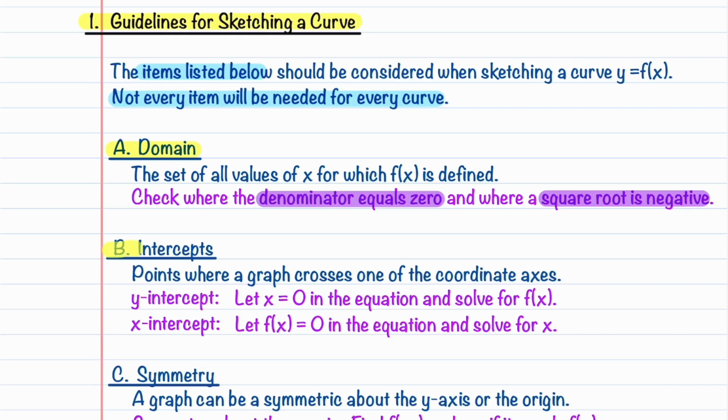You then want to look at intercepts. To find the y-intercept, you just let x be equal to 0 and then find f of x. And then for the x-intercept, you let f of x be equal to 0 and then solve for x.